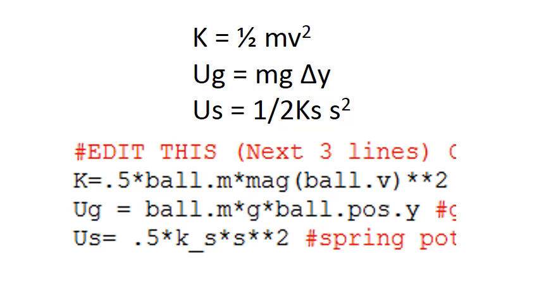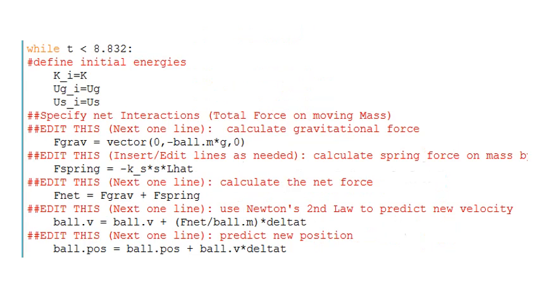The next section of the code is where we calculate our energy values, using our known equations of K equals 1/2 mv squared, UG equals mg delta y, and US equals 1/2 ks squared, ks times s squared. In the while loop of our code, we set the energies to what we found above, and then we edit the code below to say that the force of gravity is going to be negative mg in the y direction, the spring force is going to be ks times s times L hat, according to Hooke's law, and F net is the force of gravity plus the spring force.